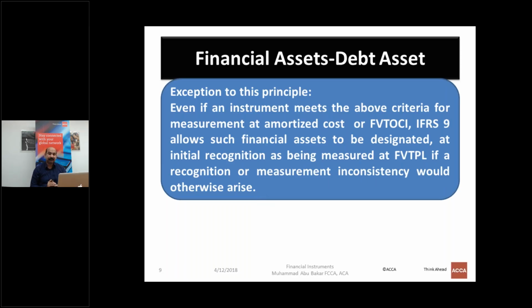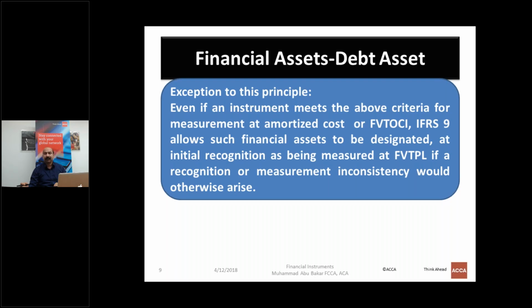financial liability as well. See, even if an instrument meets the above criteria for measurement at amortized cost or fair value through other comprehensive income, IFRS 9 allows such financial assets to be designated at initial recognition as being measured at fair value through profit or loss if a recognition or measurement inconsistency, meaning accounting mismatch, would otherwise arise from measuring assets or liability or recognizing the gains and losses on them on different bases.